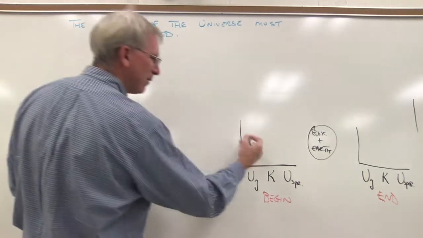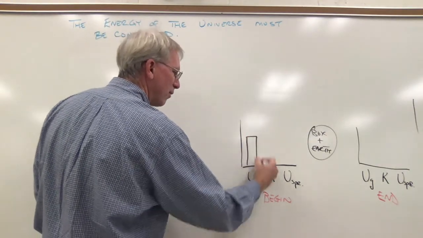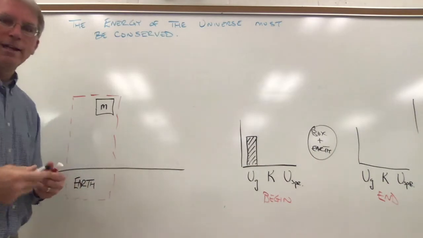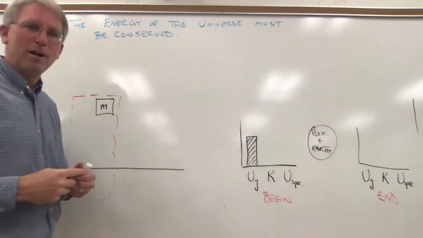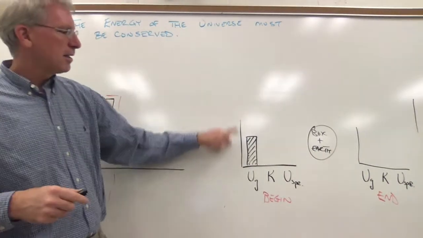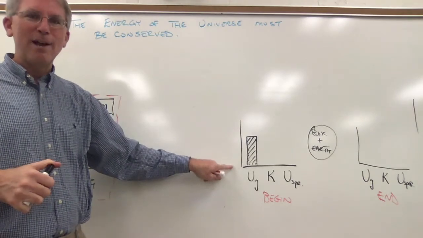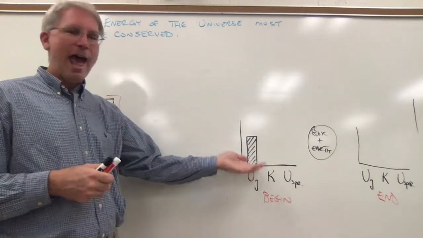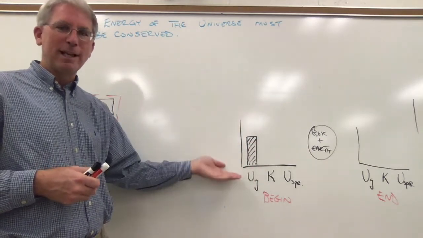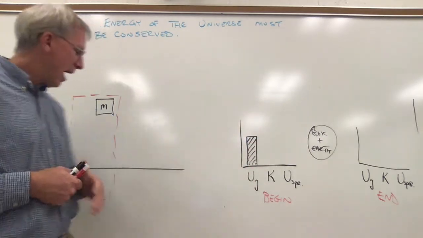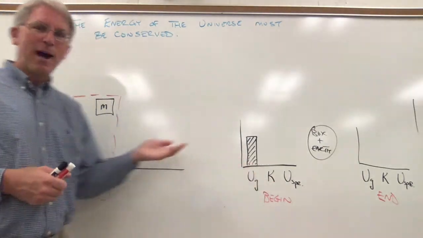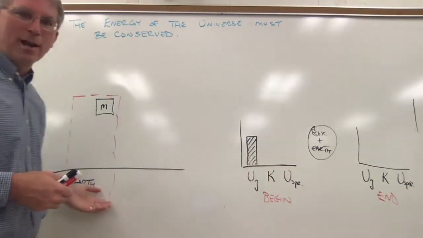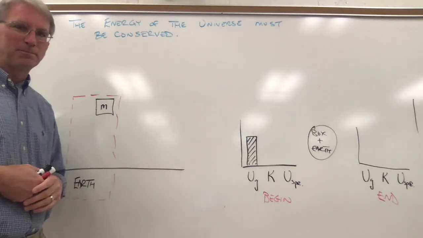I'm going to say that we have some amount of gravitational potential energy. You'll note that there is zero scale on this thing because I really don't care what the numbers are. I just want to know that I have some amount that I'm representing by a bar here. I have no kinetic energy because my box is just sitting there, and there's no spring in this problem anywhere, so I don't have any spring energy.